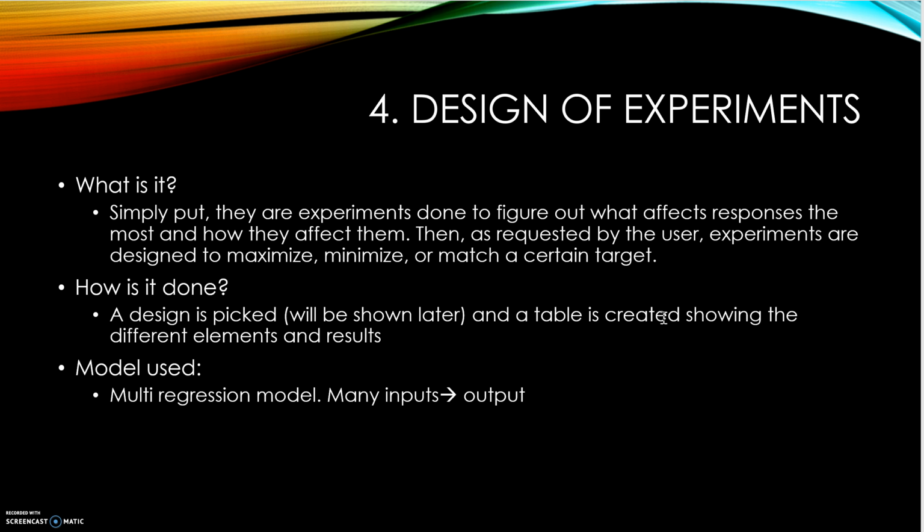How is it done? In JMP, a design is picked that I will show later, and then a table is created showing the different elements, and then after the tests are actually carried out, we put in the results. And the model used is a multi-regression model where we have many inputs and one output.